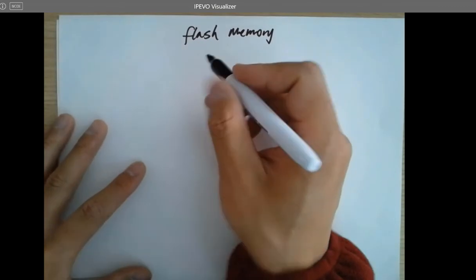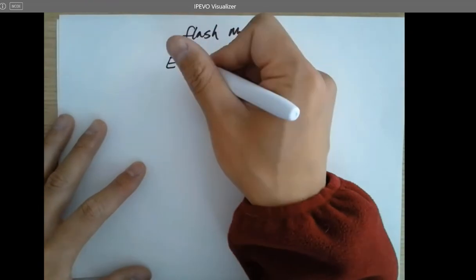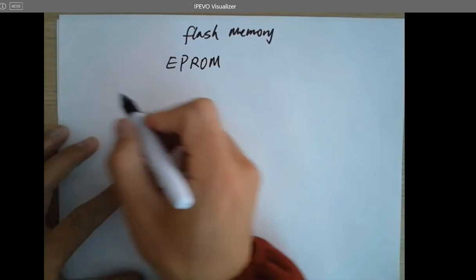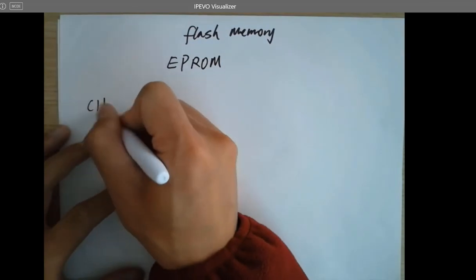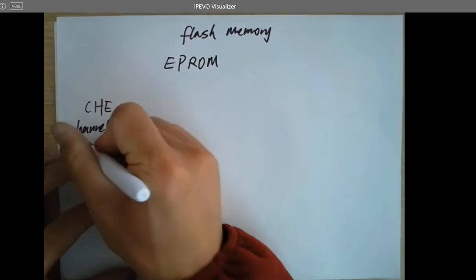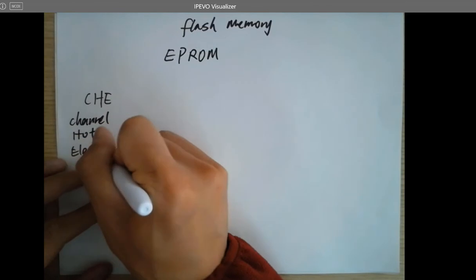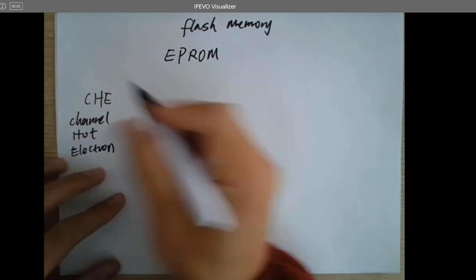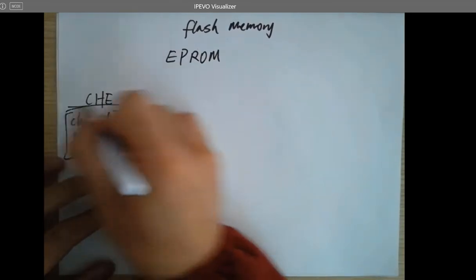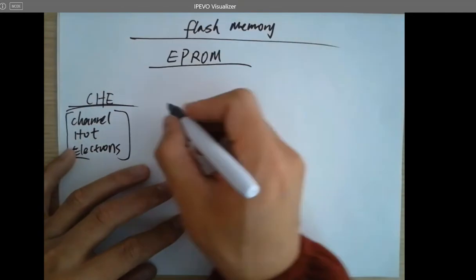So first, let's start with erasable programmable ROM. It uses CHE technology. It's called channel hot electron. Channel hot electrons in this EPROM memory. So it looks like this.